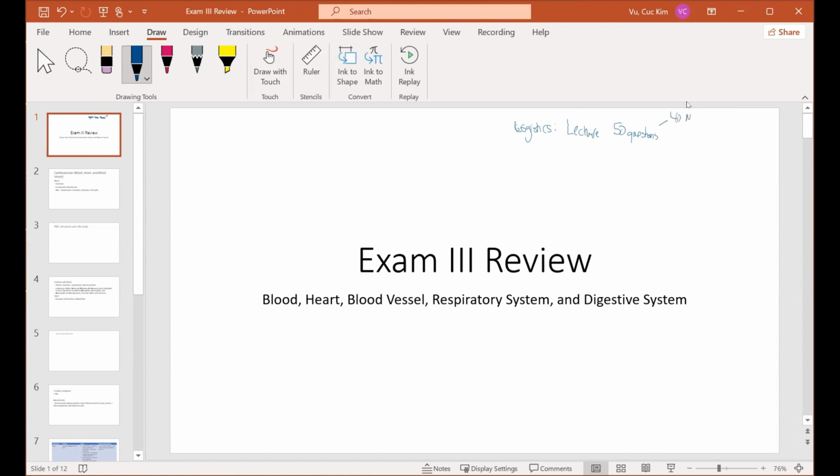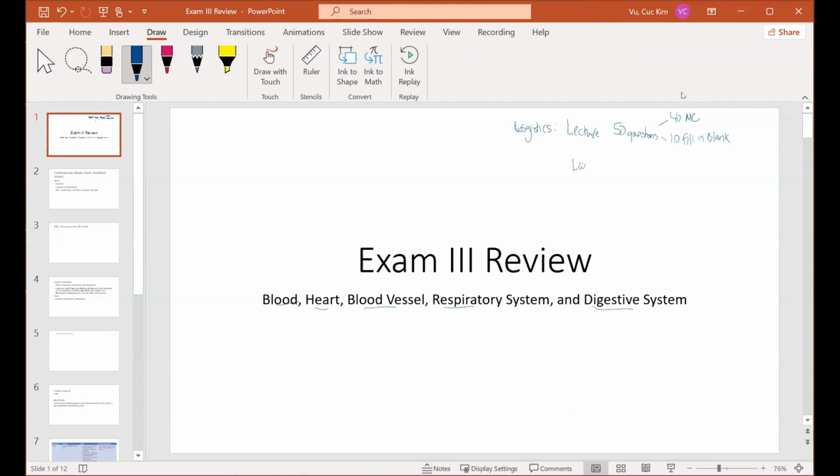So 40 of the first ones are multiple choice, and they're divided evenly between these chapters: blood, heart, blood vessels, respiratory, and digestive. Okay. So 1, 2, 3, 4, 5. So you can expect about 10 questions per chapter. And then the last 10 questions are fill in the blank. And the topics are the blood, heart, blood vessels, respiratory, and digestive.